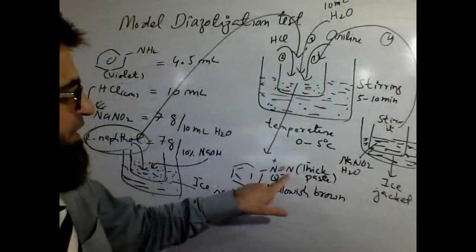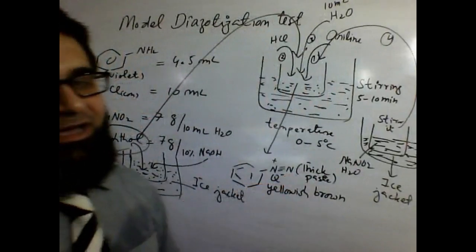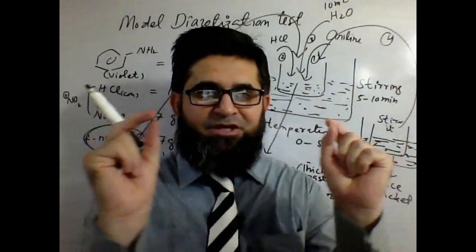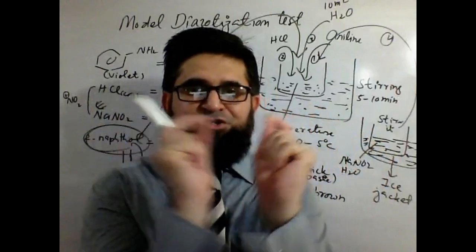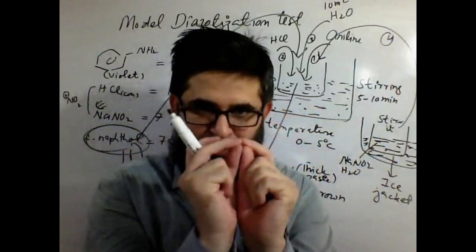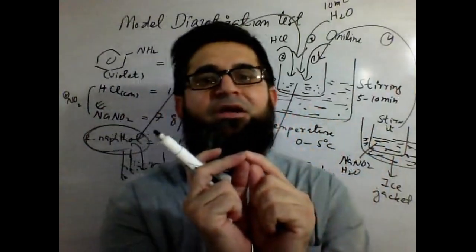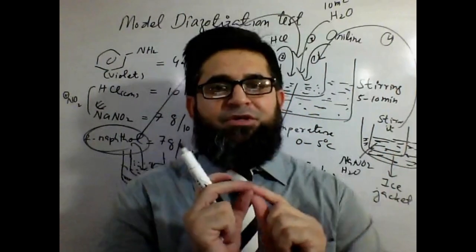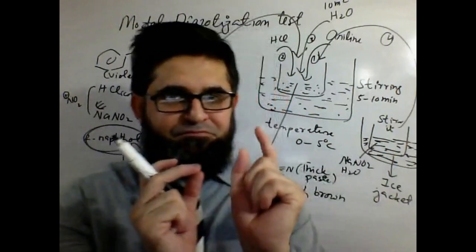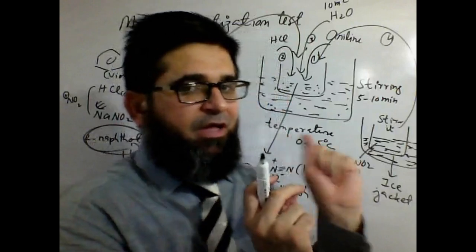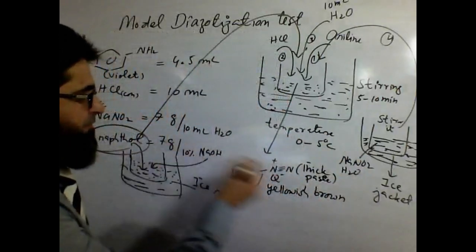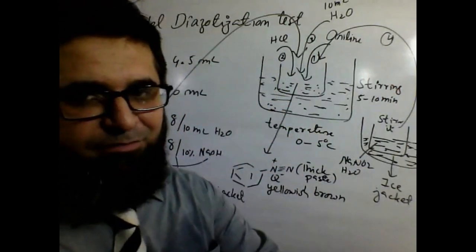To couple with this diazonium salt. As a result, what will happen? There will be an electrophilic substitution reaction on 2-naphthol, on one of the benzene rings of the naphthol. I will show you the structure of the product. As a result, there will be a coupling and an azo dye will be generated.